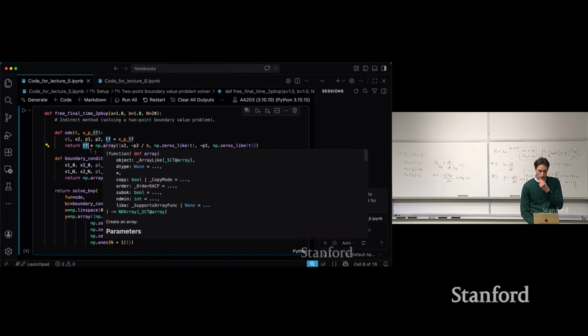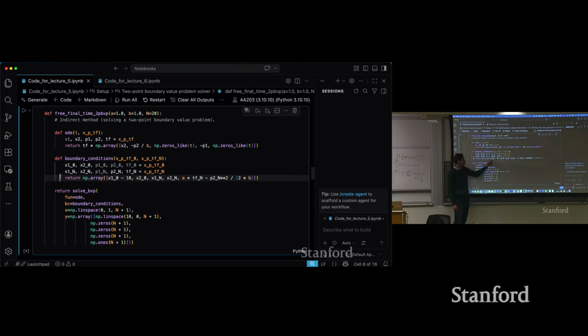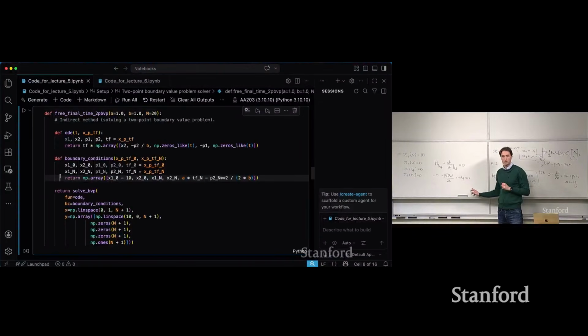Now, given this, we also have the boundary conditions. Specifically, remember that these are fed to the solver as residuals. So we have x1 has to be equal to 10, x2 has to be equal to 0, x1 at the final stage has to be equal to 0, x2 at the final time has to be equal to 0, and then we have our last master boundary condition here.